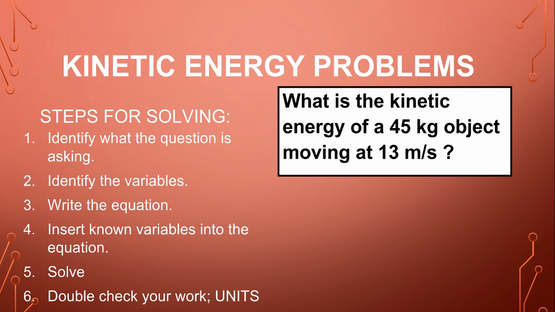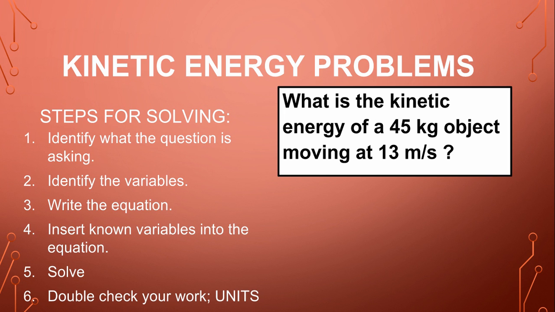Every time we solve an equation or solve a word problem in science, we're going to use these steps for solving. First, we're going to identify what the question is asking. Second, we're going to identify the variables. Third, we're going to write the equation. Fourth, we're going to insert those variables into the equation. Fifth, we're going to solve. And sixth, we're going to double check our work, making sure we include units. All right, you ready? It's time to practice.